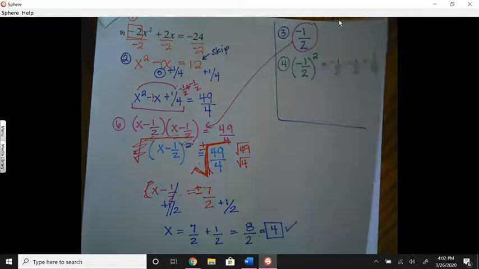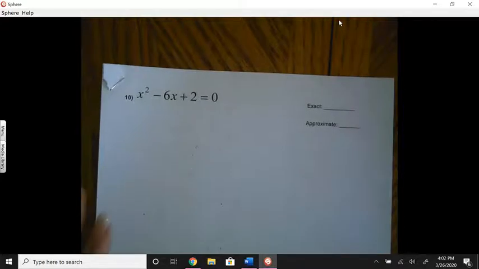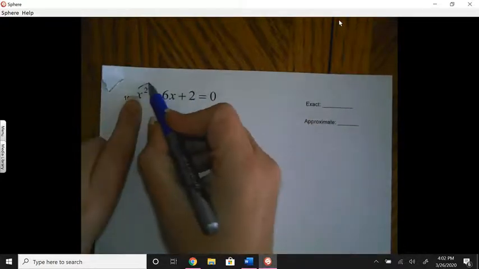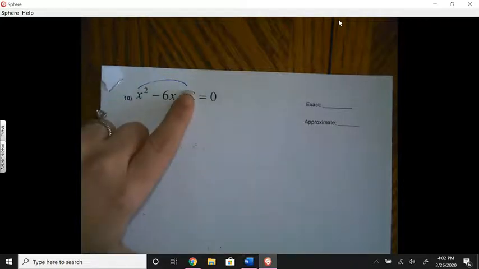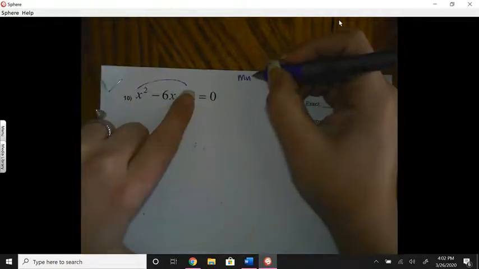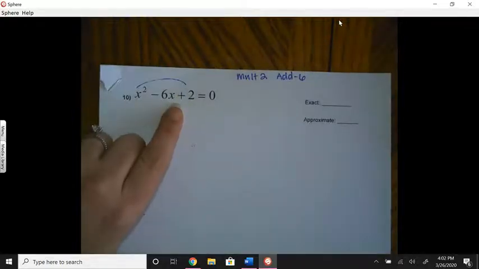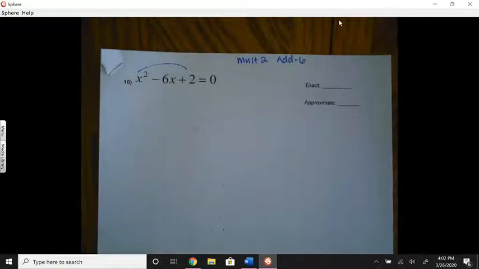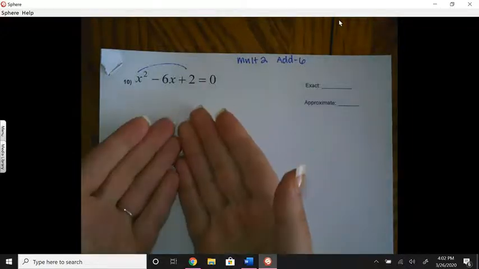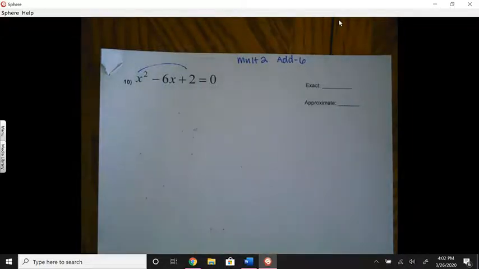Alright, let's go ahead and try another example. Now, number 10, let's see if this is factorable. So if I want to solve this using factoring, can I think of anything that multiplies to 2 and adds to negative 6? No, you can't. So this is exactly a problem why you want to know how to complete the square, because we can't factor it. That's the only way we know how to solve this as of right now.